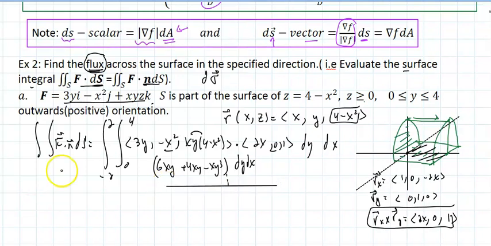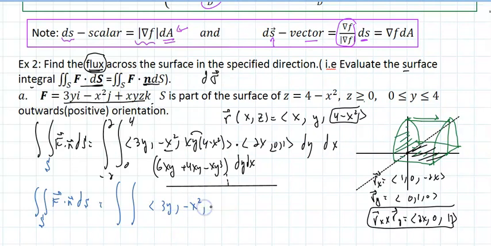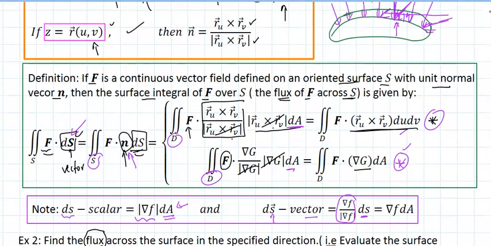Again, it's up to you. I could have said the double integral of n dot ds over s is going to equal the double integral over d, and let's see how this works. I could have said this is actually 3y, this is negative x squared, and this is xy into 4 minus x squared, one shot, right? And I'm going to dot that, and hey, look.